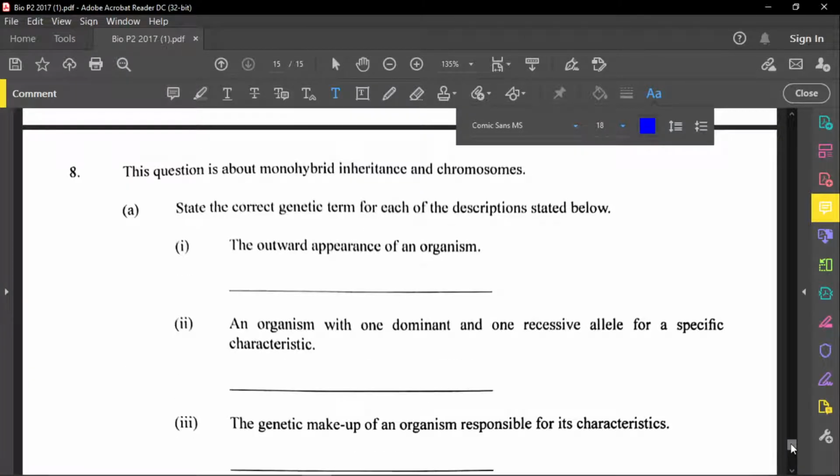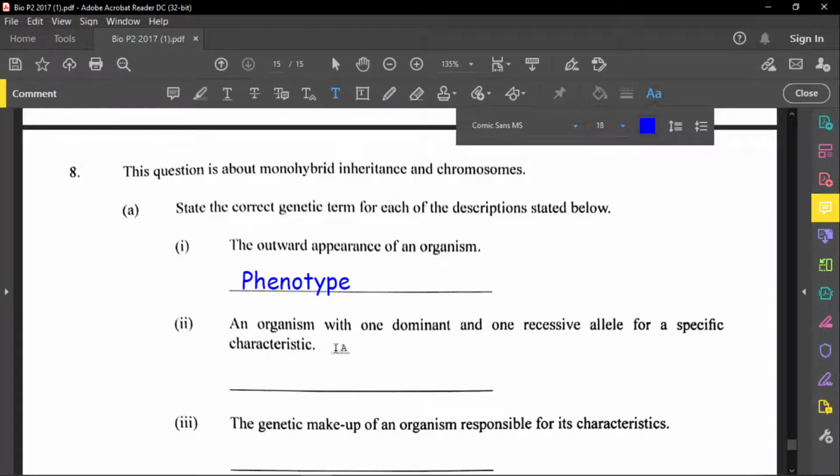Now this question is about monohybrid inheritance and chromosomes. Part A says, state the correct genetic term for each of the descriptions stated below. The outward appearance of an organism, which is what you're seeing physically, is called a phenotype. Let's put an uppercase P there.